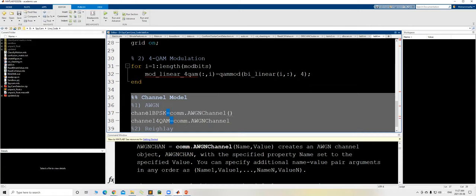So firstly, I want to make it for the AWGN channel. So I'm saying that the energy per bit is 15 and bits per symbol.